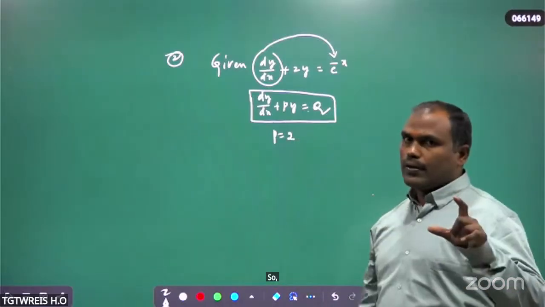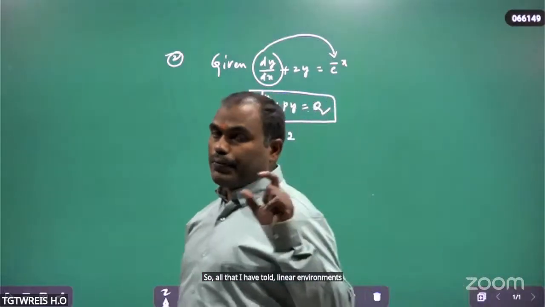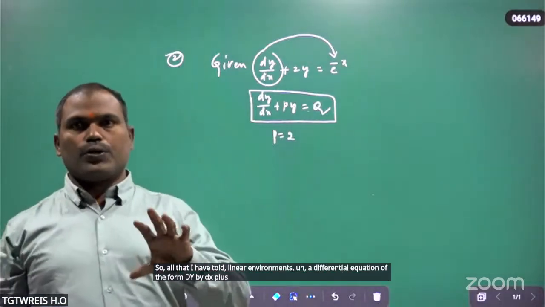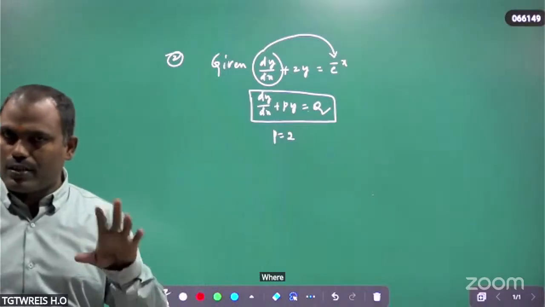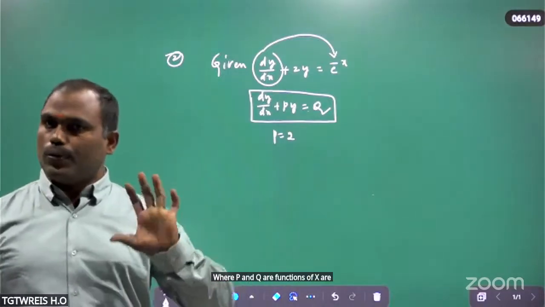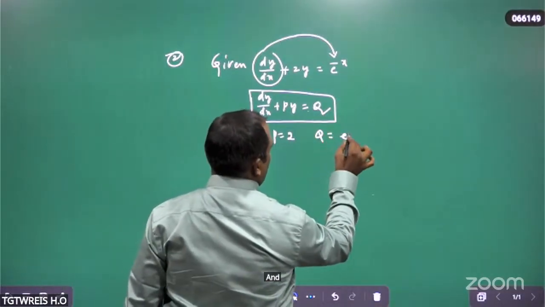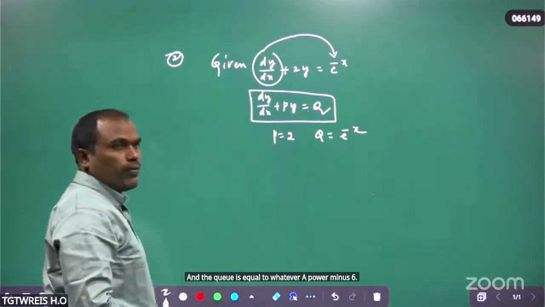So already I have told: linear in y means a differential equation of the form dy by dx plus py equal to q, where p and q are functions of x or constants only. So here p is equal to 2 and q is equal to what? e power minus x.